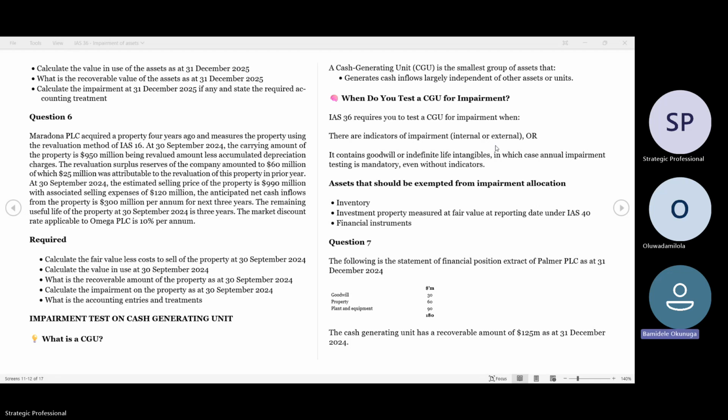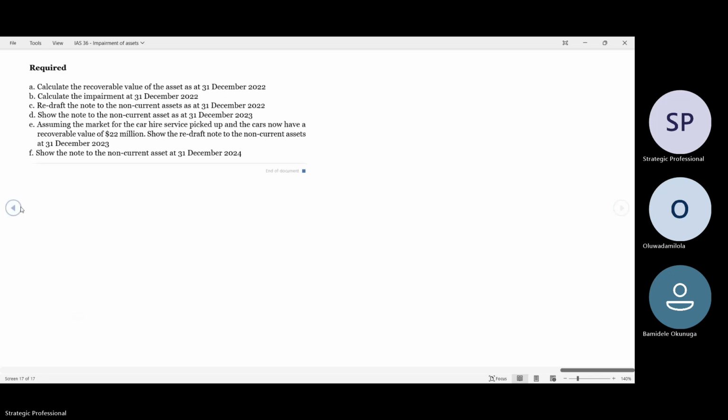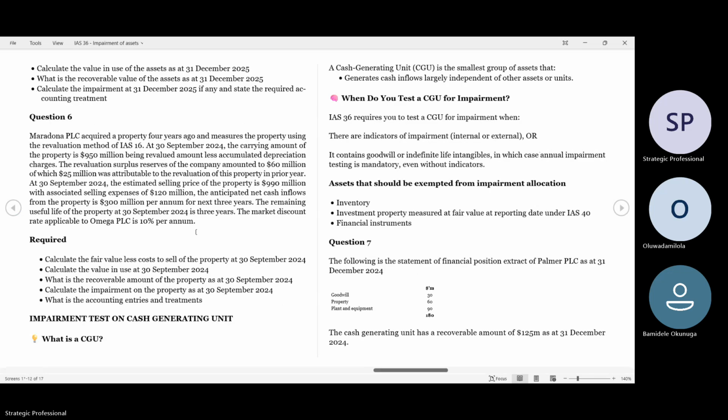At 30th September 2024, the estimated selling price of the property is 990 million, with associated selling expenses of 120 million. The anticipated net cash flow from the property is 300 million per annum for the next 3 years. The remaining useful life of the property at 30th September 2024 is 3 years. The market discount rate applicable to Omega PLC is 10%.